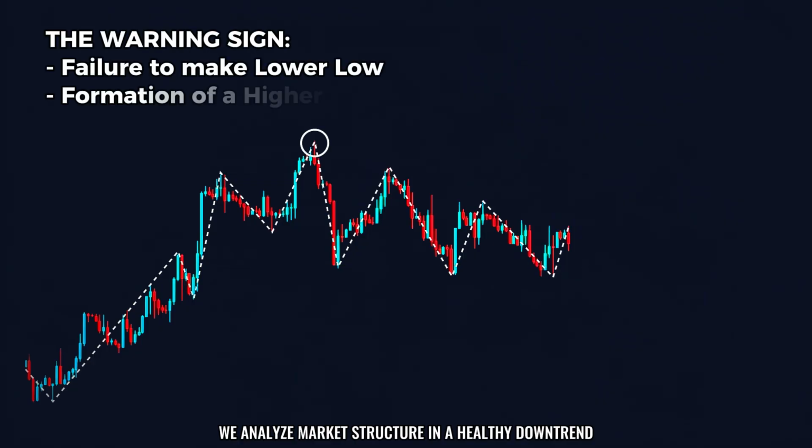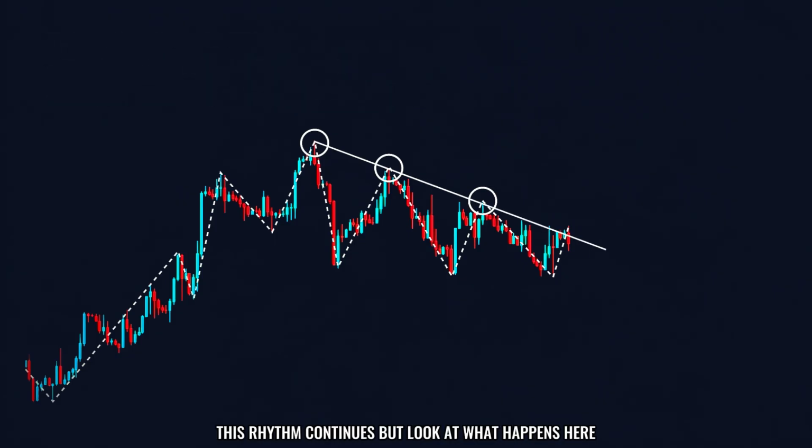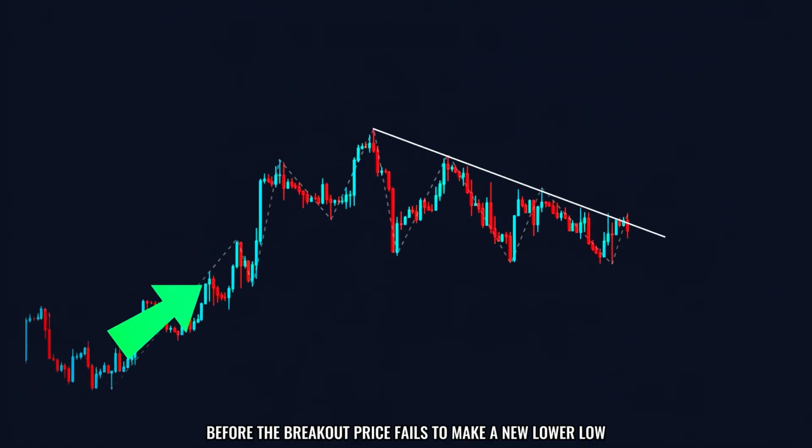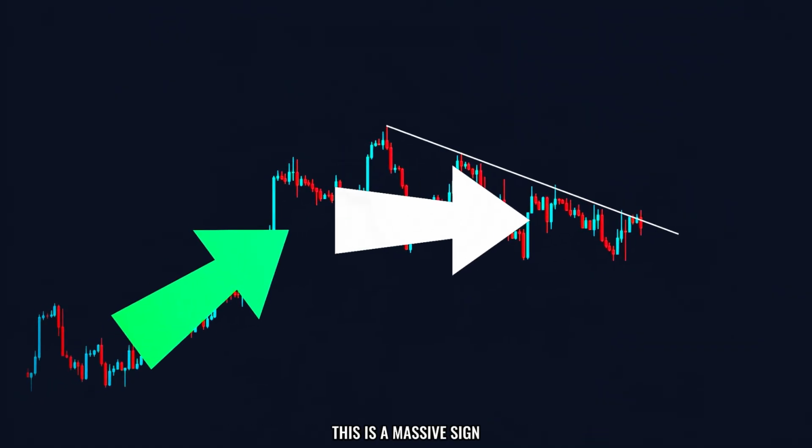In a healthy downtrend, price makes lower lows. If the downtrend is strong, this rhythm continues. But look at what happens here before the breakout. Price fails to make a new lower low and instead forms a higher low. This is a massive sign that the trend momentum is weakening.